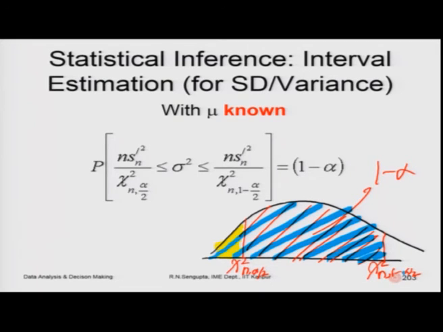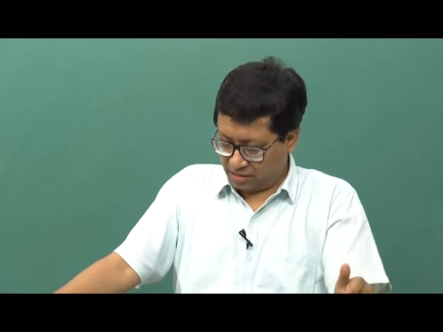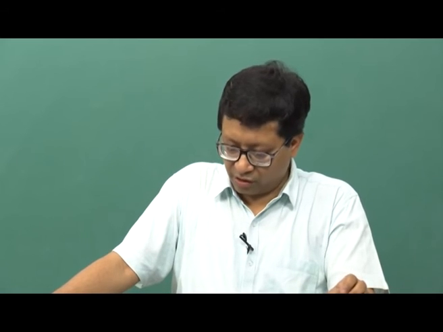wait, alpha by 2 should be 1 minus alpha by 2, this would be alpha by 2. Yes, this area should also be alpha by 2, because the total sum of the areas on the left hand side, the middle portion and the right hand side should be 1. So, I will highlight this in more detail, because let me do the problem first, and I will come to this conceptual framework in more detail later on.